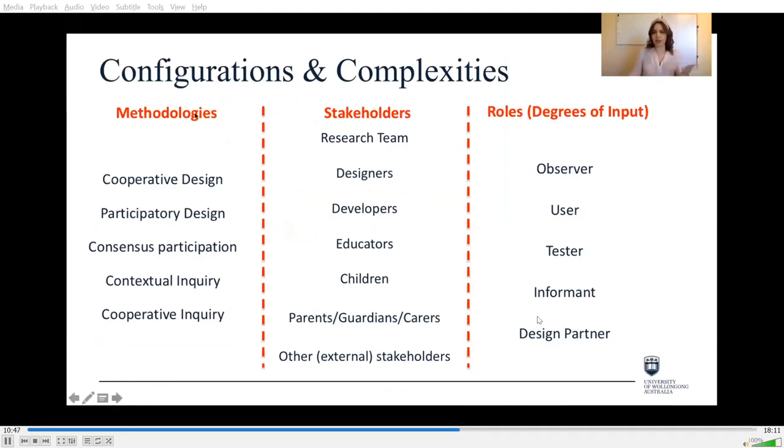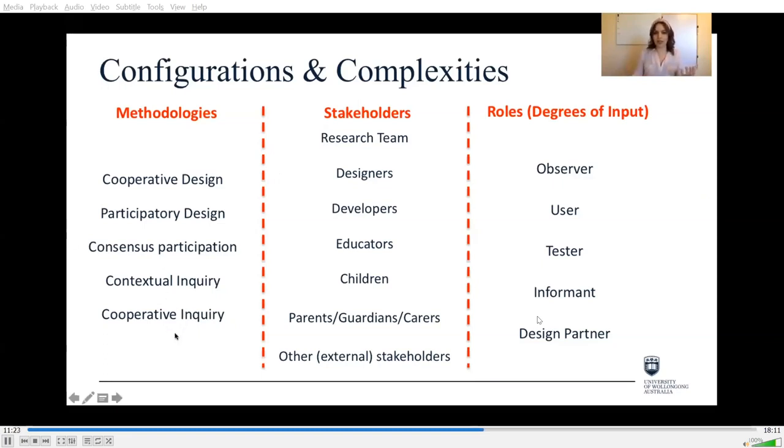So if we look at methodologies, stakeholder types, and the roles that specific stakeholder types might assume, it gives us a sense of appreciation around the actual configurations that are possible and the complexities that stem from these configurations. So after reviewing a range of methodologies as part of that case study that I mentioned on the earlier slide, we looked at cooperative inquiry, contextual inquiry, consensus participation, participatory design, and cooperative designs as sort of subsets to co-design as a broad umbrella term.